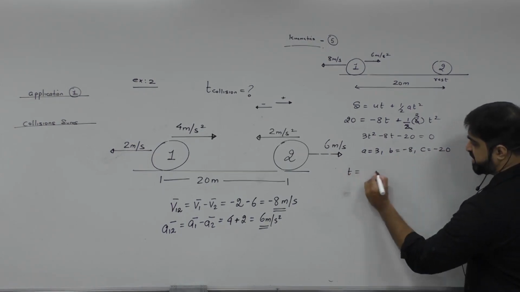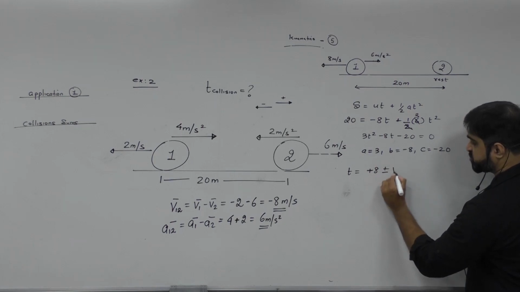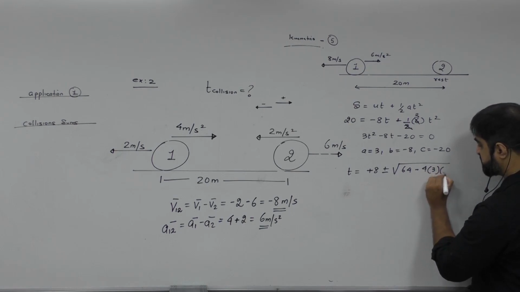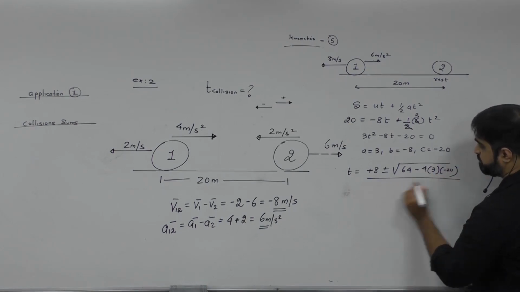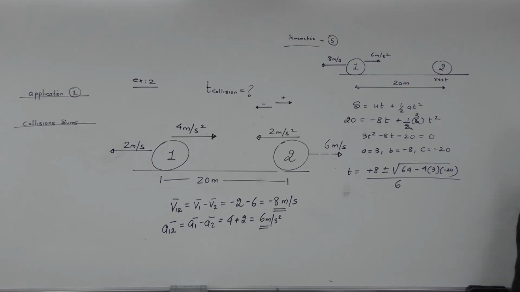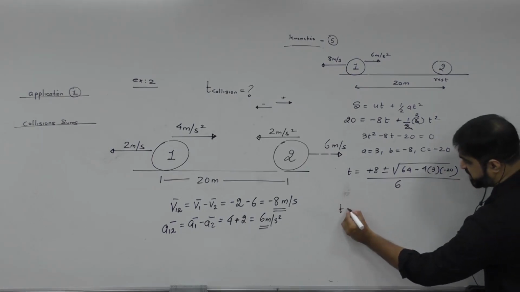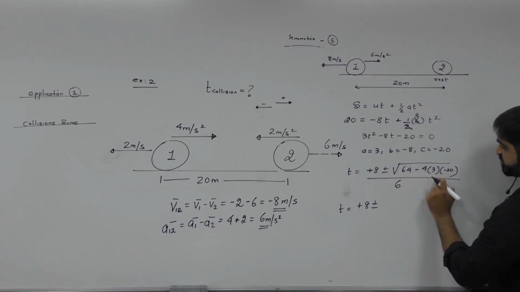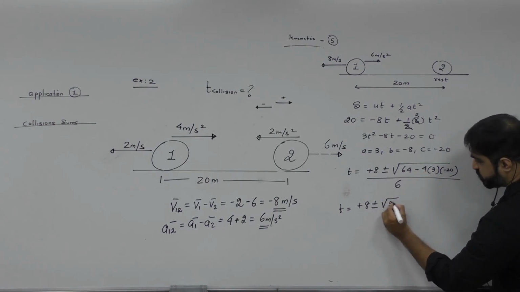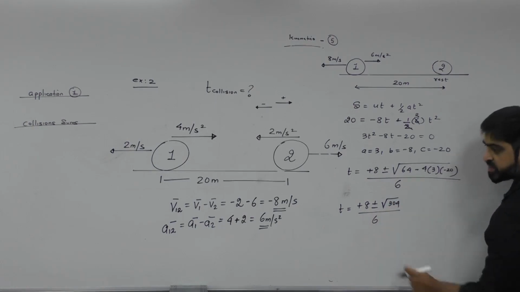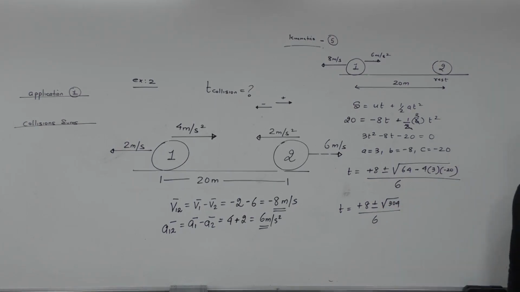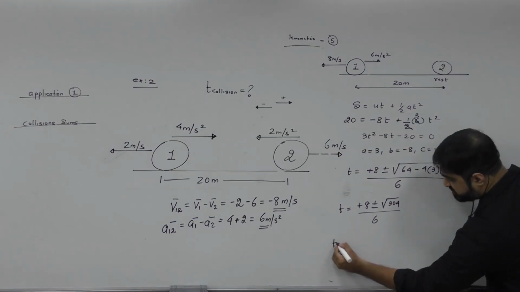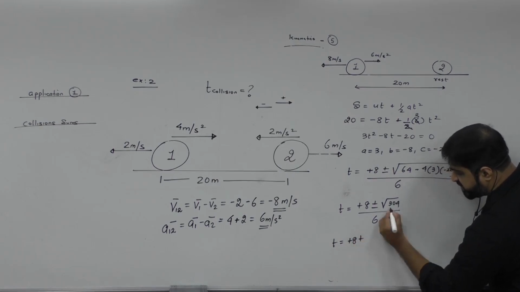So T is going to become minus B plus minus root of B square minus 4AC upon 2A. 2A is 6. So this is going to become plus 8 plus minus root of 64 plus 240, that is root 304, by 6. Minus will not come because time cannot be negative. That is before motion. We are understanding the future. So we will take plus.